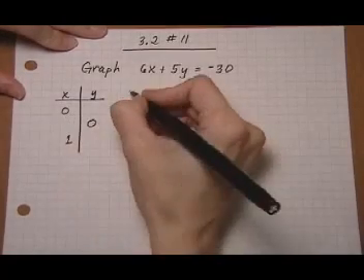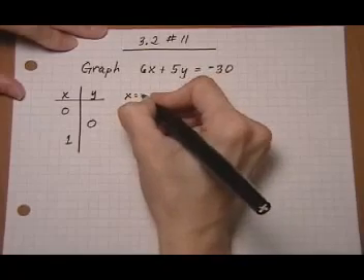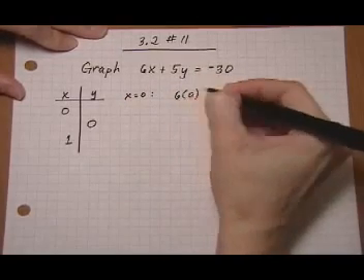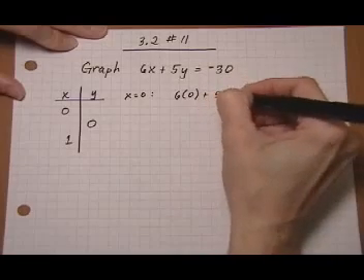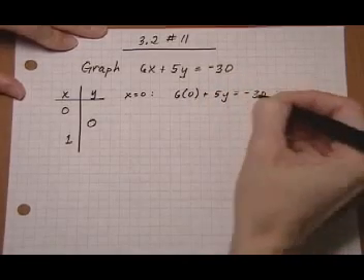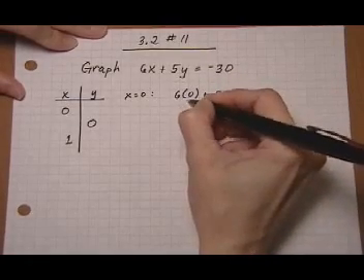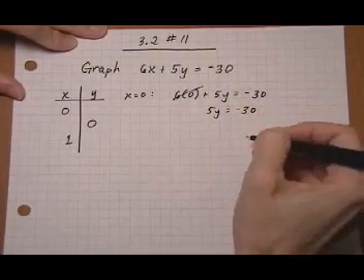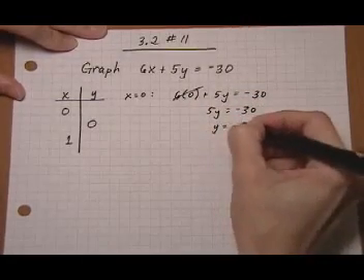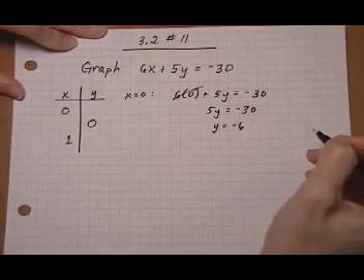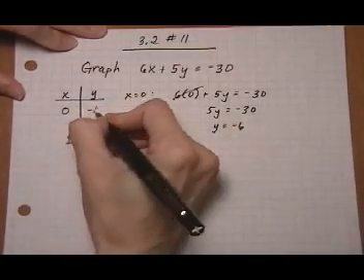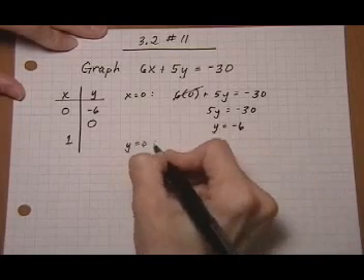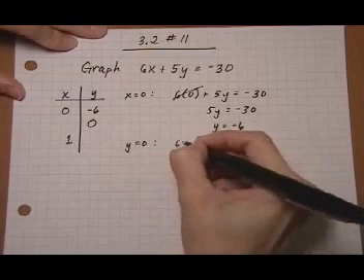Alright, so x is 0. Let's get the y that goes with that. So we put x equals 0 into our equation. We get 6 times 0 plus 5y equals negative 30. That's the same as 5y equals minus 30. Divide by 5 on both sides. Y equals minus 6. So when x is 0, y is minus 6. And that's our y-intercept.